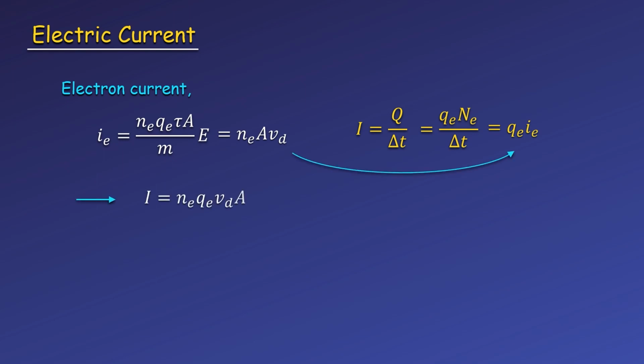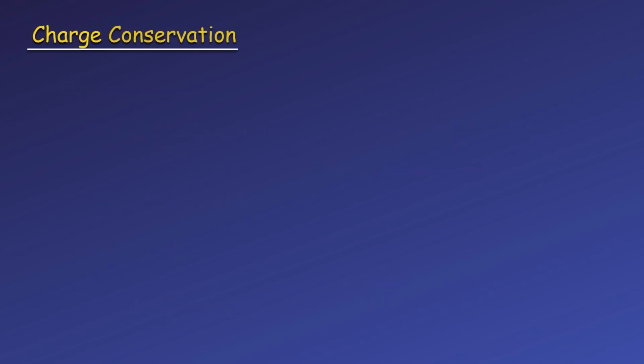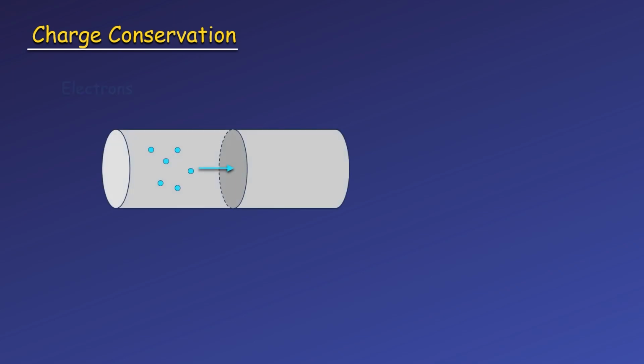Here, the current is proportional to area. And so dividing by the area on both sides, we can define the current density, or current per area, with units of amps per meter squared. While we're talking about the current through some area, it's important to point out that charge must be conserved. This means that the current entering some area will equal the current leaving.